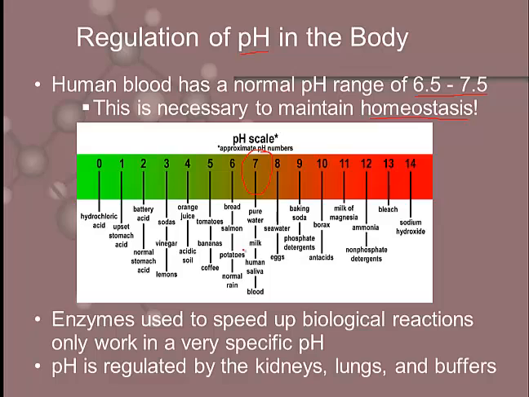Now, enzymes are going to be used in our body to help us speed up chemical reactions, but they only work at very specific pHs. So pH has to be regulated, and is done so by the kidneys, the lungs, and by various buffers made in your body. When we get to the digestive system, we'll talk a lot more about pH. This is a very important aspect of digestion, and variations in pH come into play.